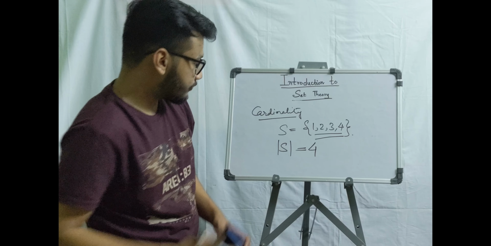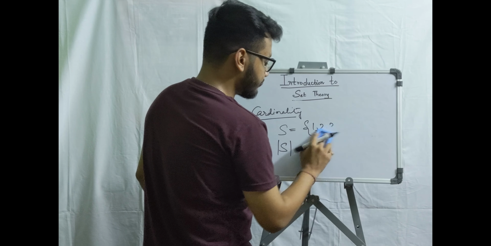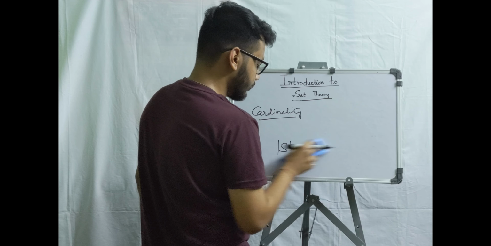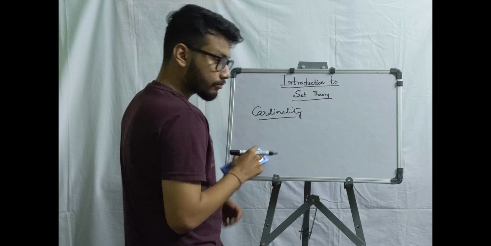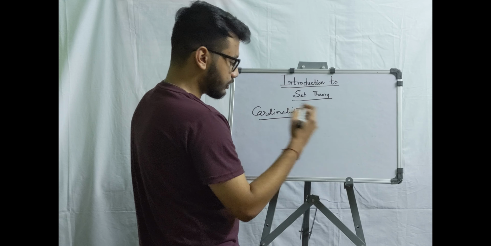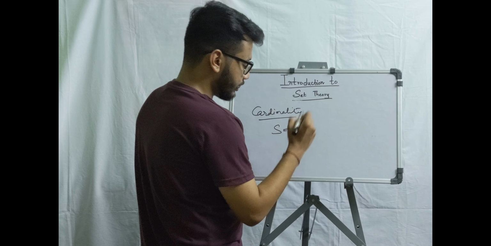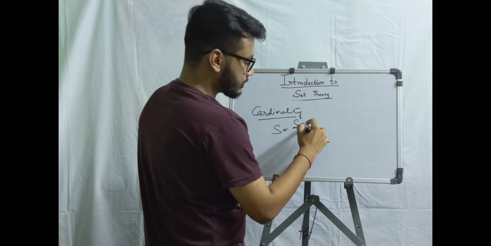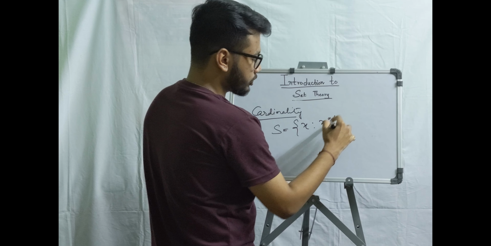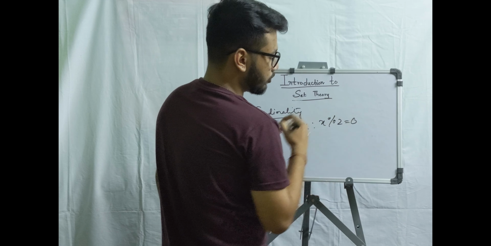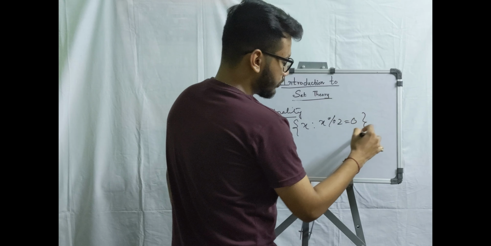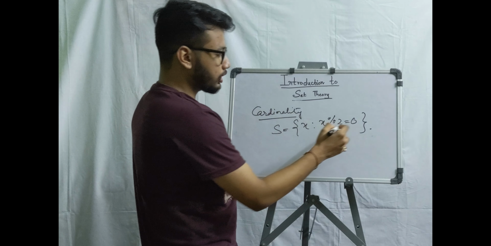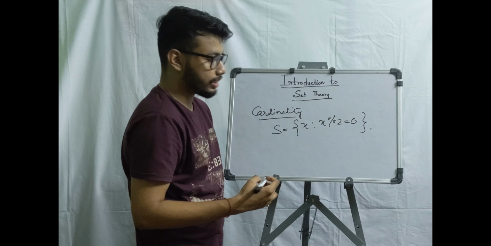Now, if I give you some other example in the set builder form, for example, I have written it in this way: S equals x such that x modulus 2 equals 0. Then what will be the cardinality of this set S?